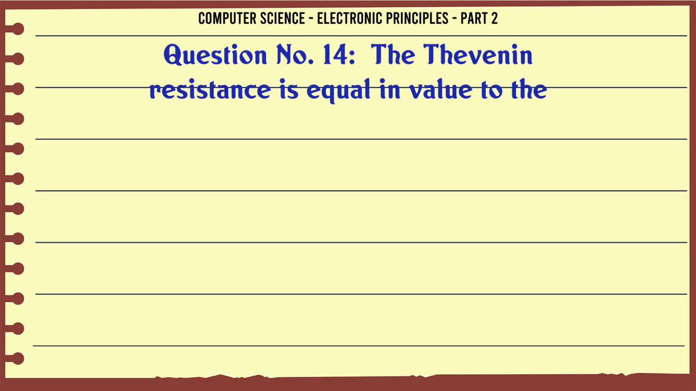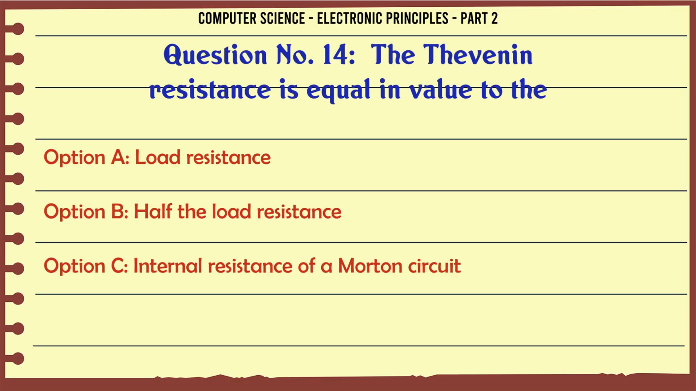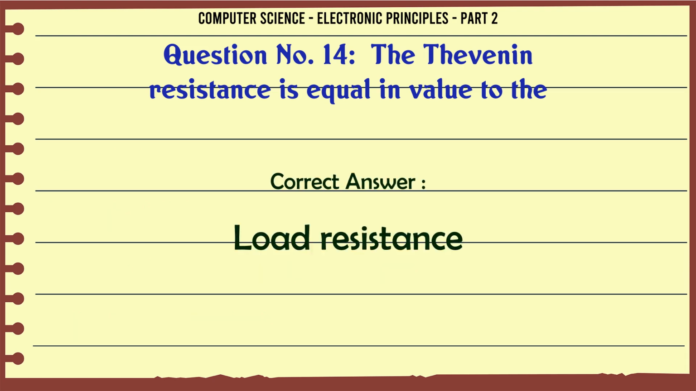The Thevenin resistance is equal in value to the A. Load resistance, B. Half the load resistance, C. Internal resistance of a Norton circuit, D. Open load resistance. The correct answer is load resistance.